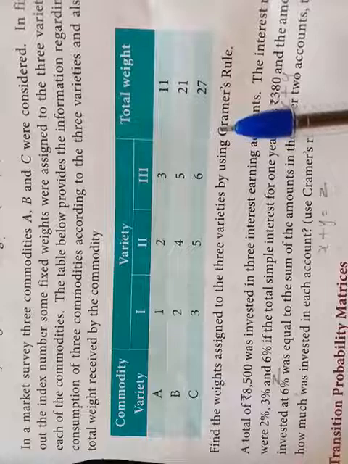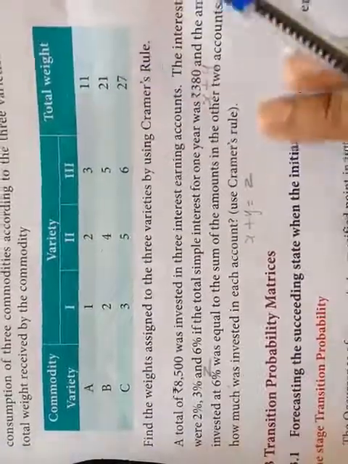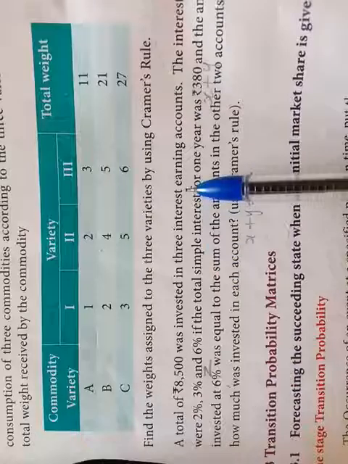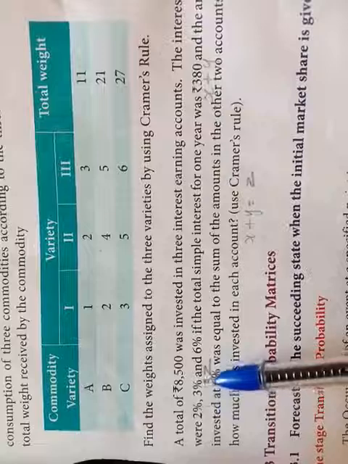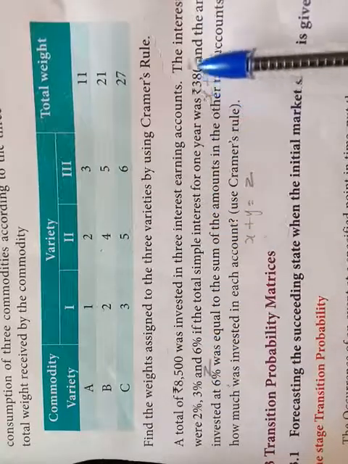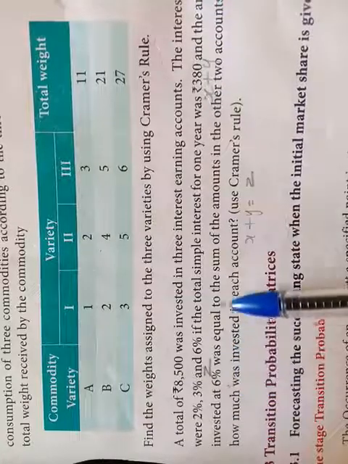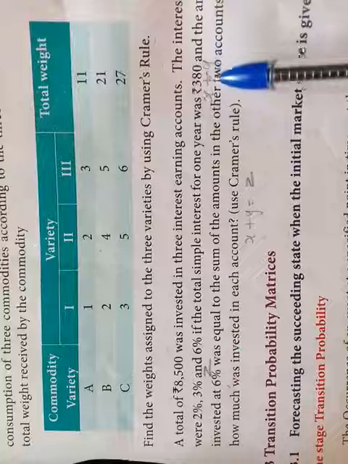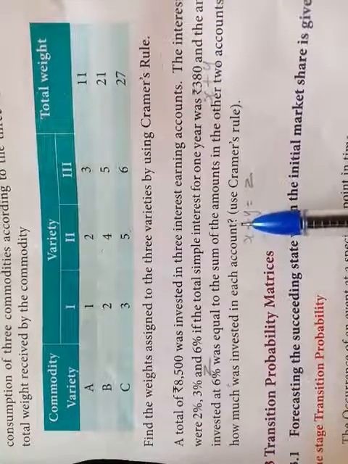Next sum, question number 6: a total of 8500 was invested in three interest-earning accounts. The interest rates were 2%, 3%, 6%. If the total simple interest for 1 year was 380, and the amount invested at 6% was equal to the sum of the amounts in the other two accounts, how much was invested in each account, they are asking.